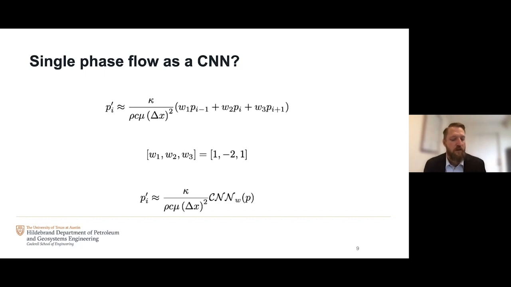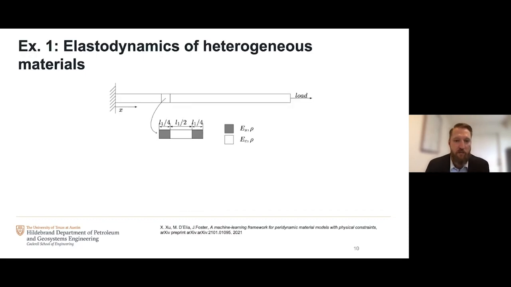We'll go ahead and look at a concrete example, which is the elastodynamics of heterogeneous materials. This is a one-dimensional example to start. We have a one-dimensional bar, and we're going to look at the wave dynamics of the bar, but the bar itself is heterogeneous. While we're interested in the wave propagation over the entire length, the bar is made up of a bunch of periodic unit cells that have alternating stiffness.